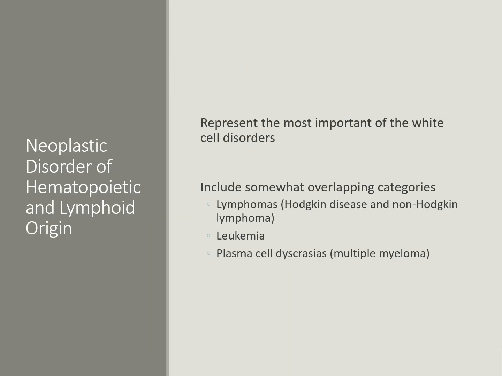Now, some neoplastic disorders of the hematopoietic and lymphoid tissues. These represent the most important of the white blood cell disorders, and they include several different categories that overlap in several ways. We have our lymphomas, which are Hodgkin's and non-Hodgkin's lymphomas. We have our leukemias, and we'll talk about the plasma cell dyscrasia of multiple myeloma.